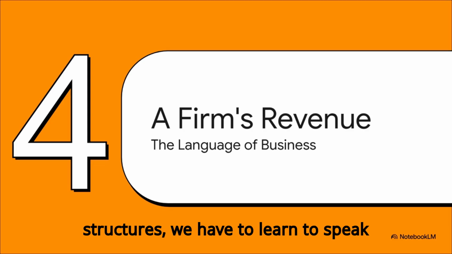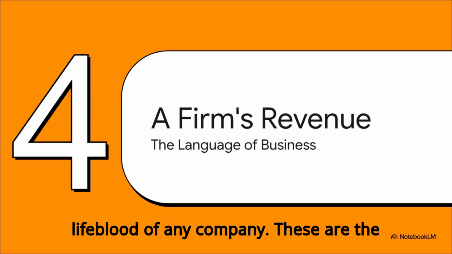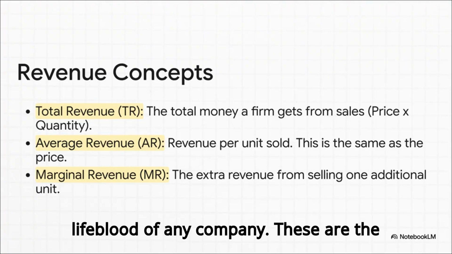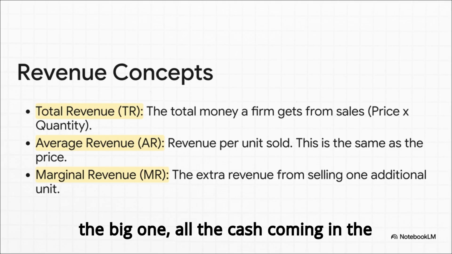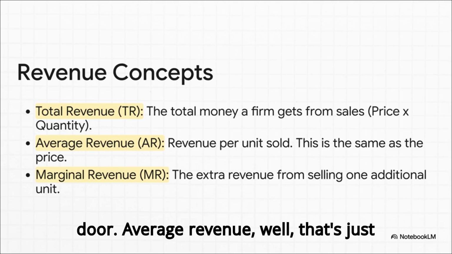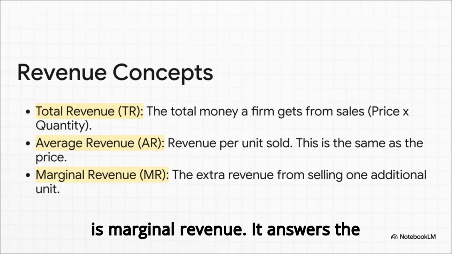All right, so before we can really dig into how these firms behave in those different market structures, we have to learn to speak their language. And that language is the language of revenue. It is the financial lifeblood of any company. These are the 3 numbers every single manager is watching like a hawk. Total revenue is the big one, all the cash coming in the door. Average revenue, well, that's just a fancy way of saying the price. But the really important one for making decisions is marginal revenue.